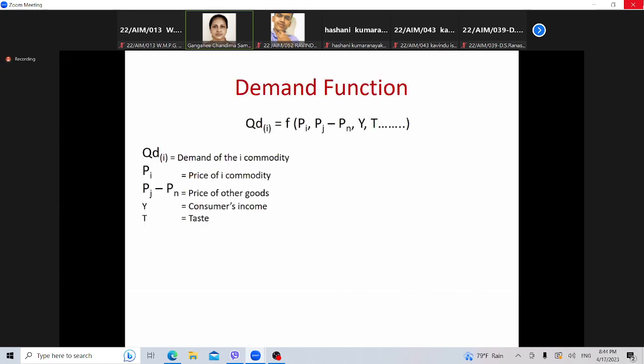Okay. Then we'll finally move to the demand function. Demand is the function of many factors as we explained. Quantity demanded is the function of price, price of other goods, complementary and substitutes, consumer taste, consumer income, many more. But while stating the law of demand, we keep all factors constant and we see quantity demanded is the function of price.